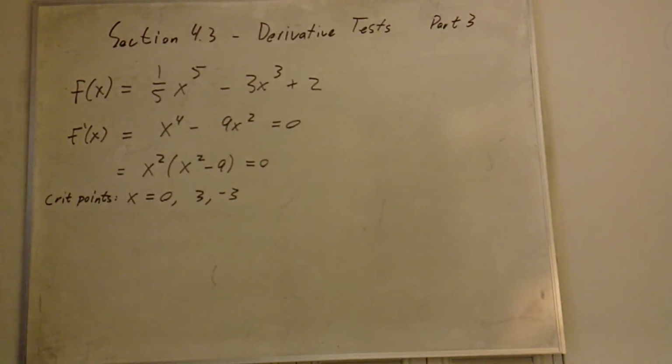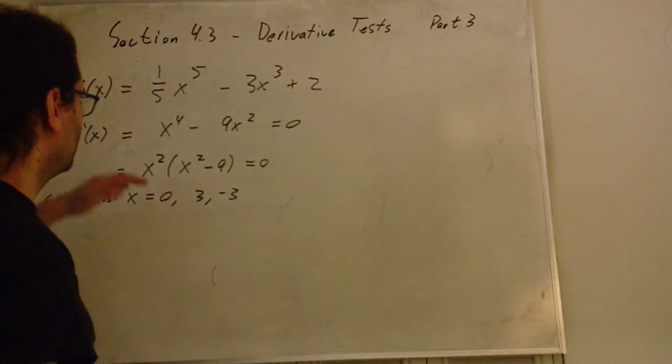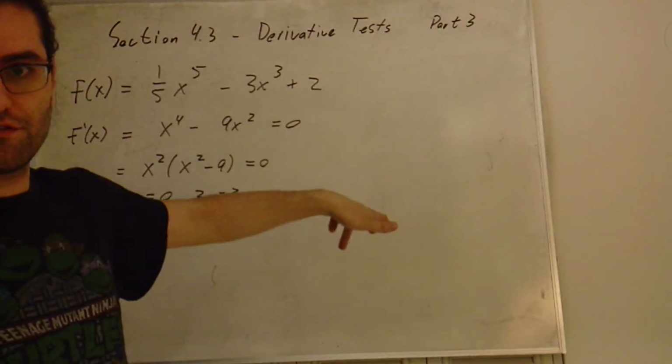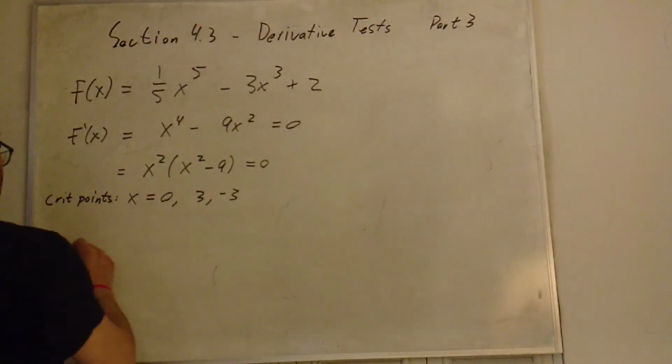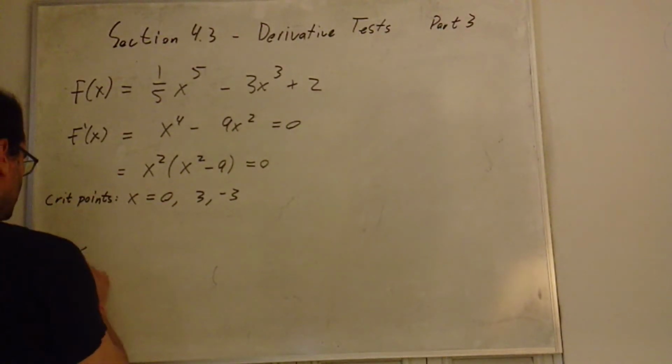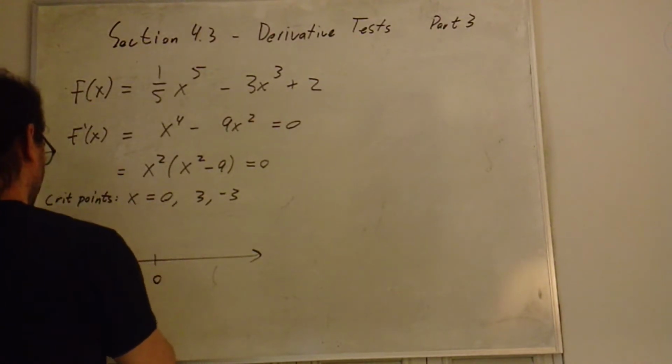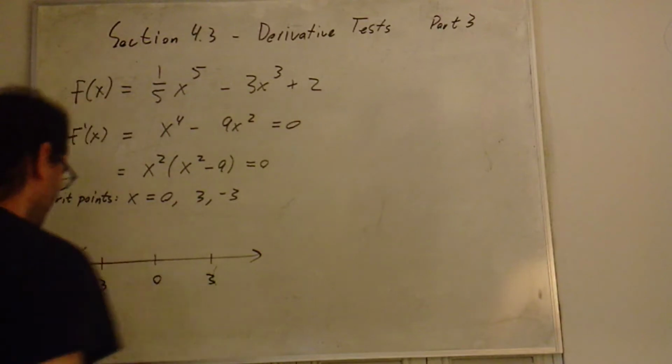So I'm going to do the first derivative test, see what that tells us, then do the second derivative test and see what that tells us. First derivative test looks like a number line. We'll put 0 in the middle, negative 3 back here, positive 3 over here.